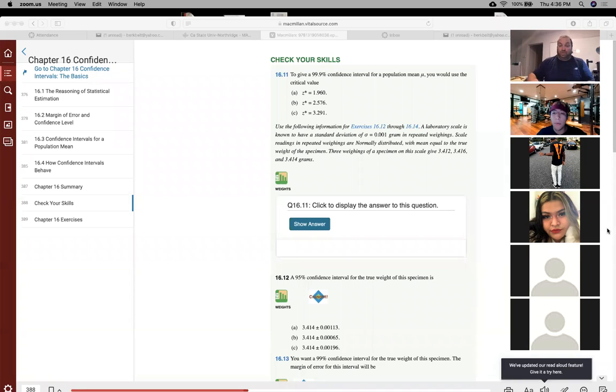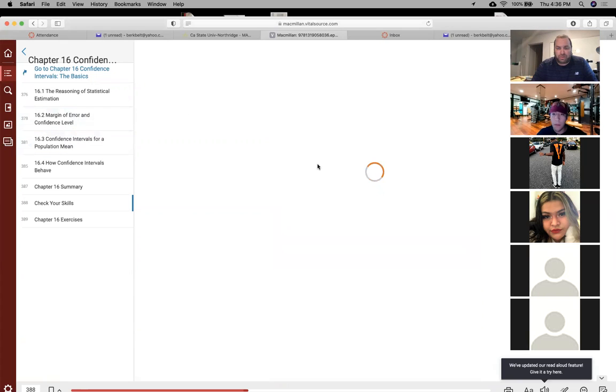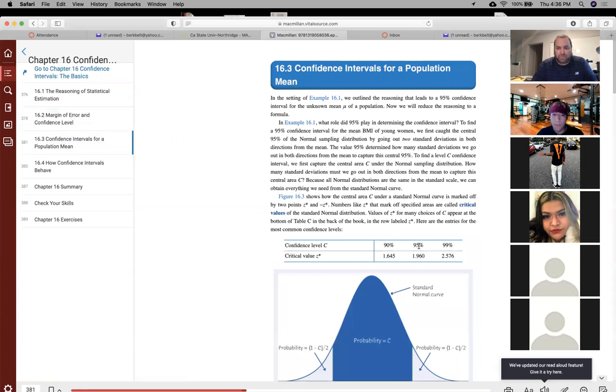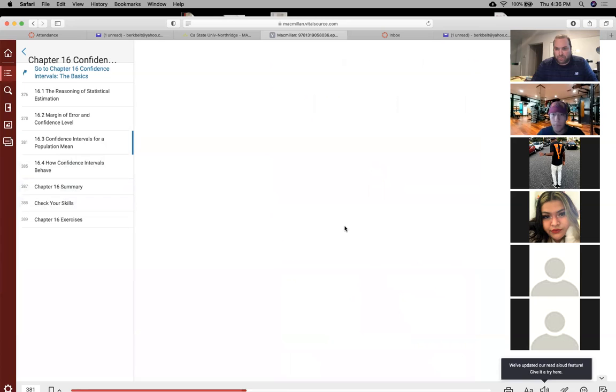Now, let's do it on Crunch It. What do you mean, what are the three confidence intervals? I'm not sure what you mean by that. Oh, how do you find 1.96? That was in the table, right here. 95%, 1.96. Just write it down. 90%, 1.645. 95%, 1.96. 99%, 2.576.